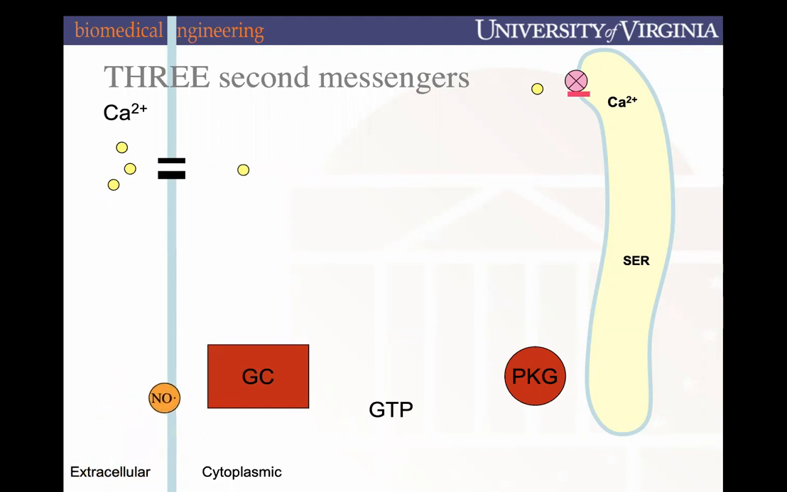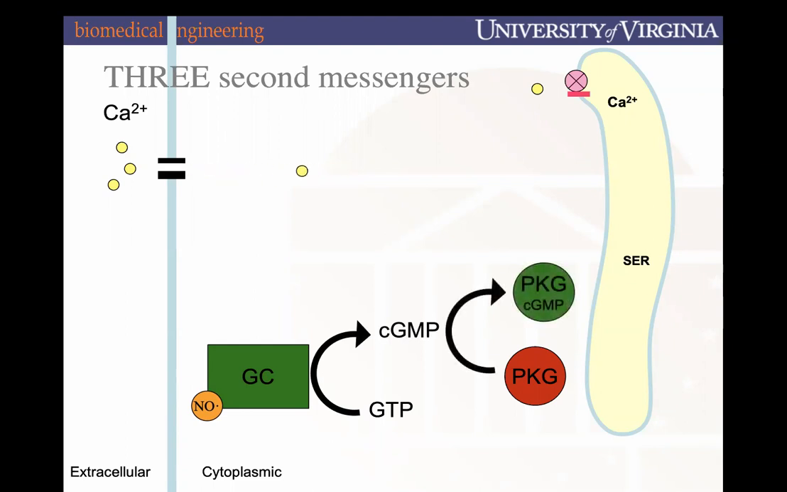So again, guanylyl cyclase, it's an enzyme, and its substrate is GTP, and it creates or synthesizes cyclic GMP. Cyclic GMP will then bind to PKG and create a cyclic GMP-PKG complex. That will then go ahead and be able to shut off calcium transport into the cell. So it phosphorylates that channel to turn it off there.